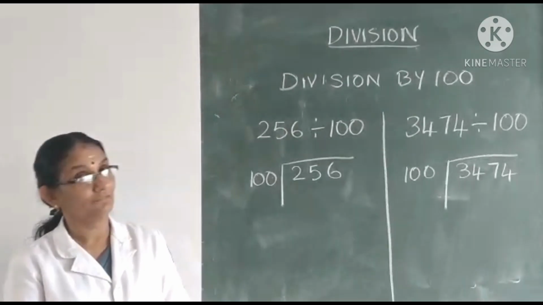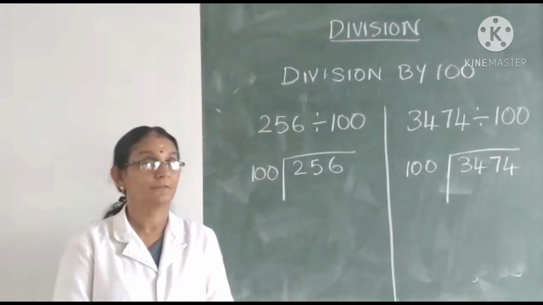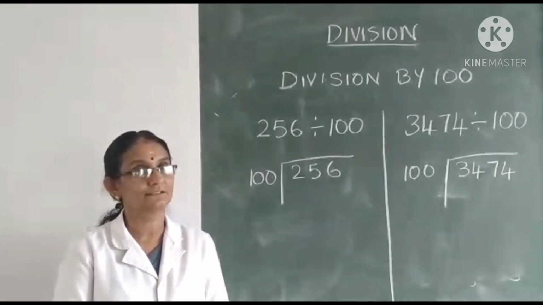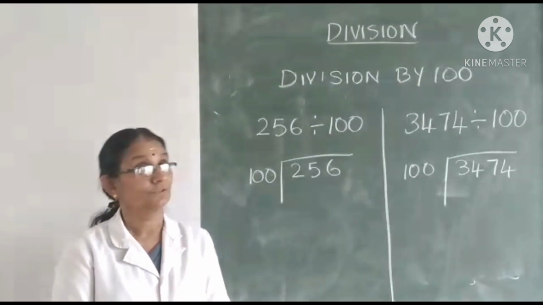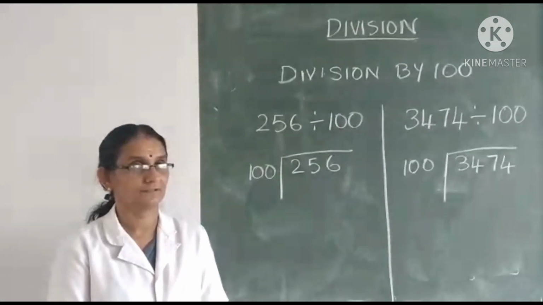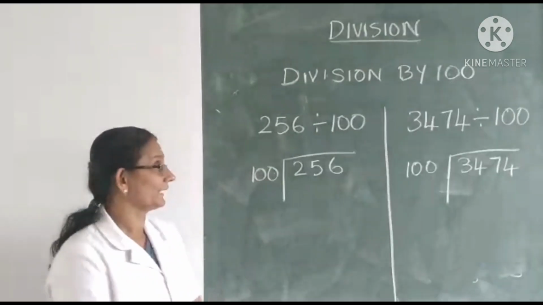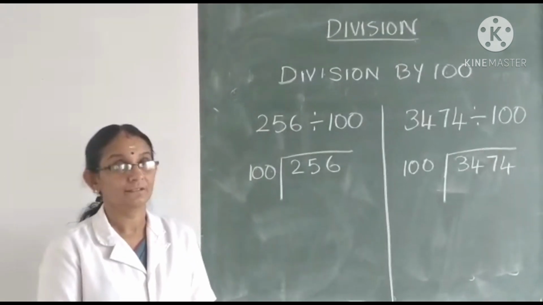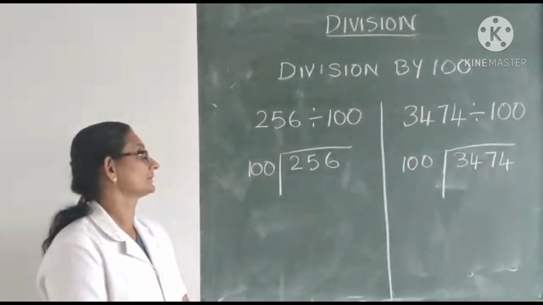So now you have learned the division of a number by 10. Now let us learn how to divide a number by 100. Okay. So we have two examples over here. Let us see how to divide it.